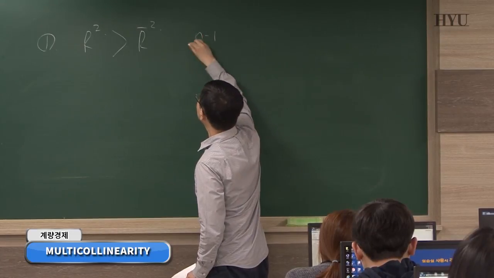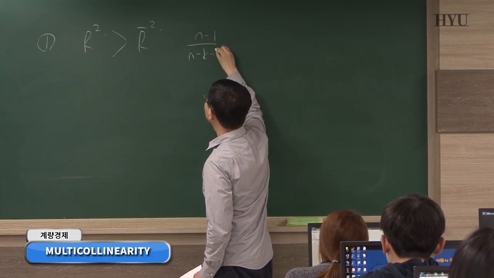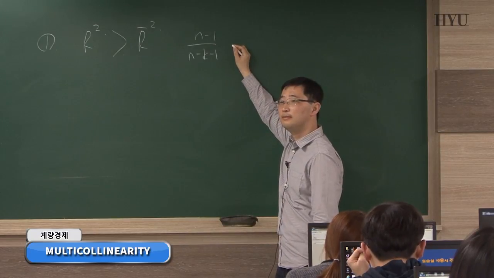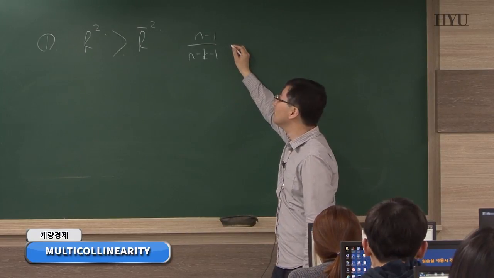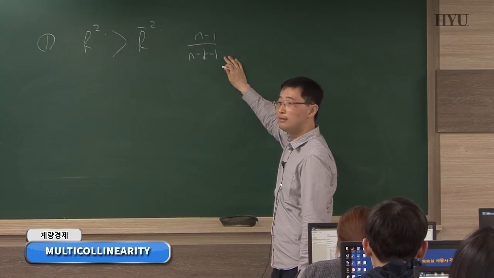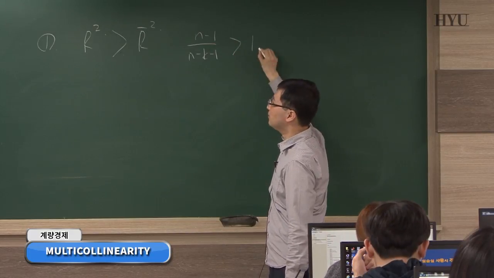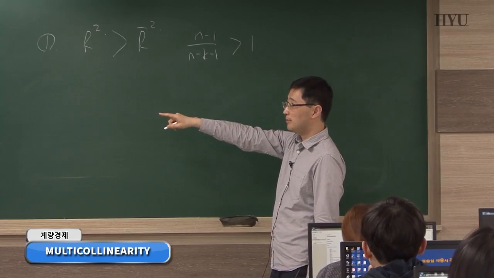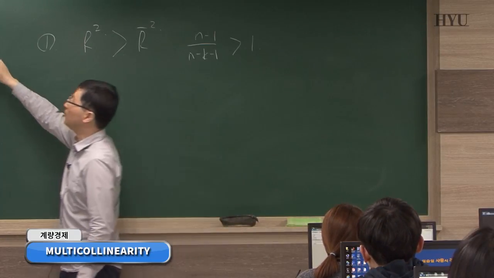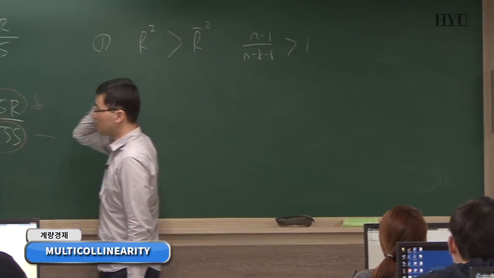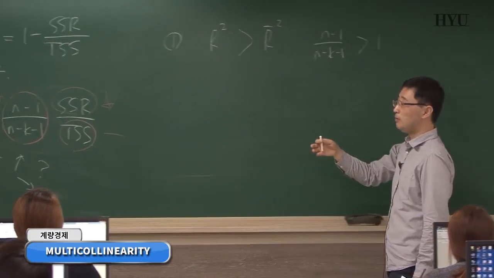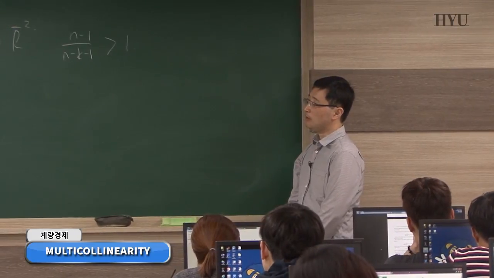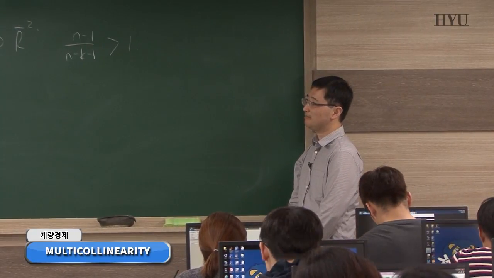Is it bigger than 1 or less than 1? So this is bigger than that. So it's bigger than 1, right? So when you subtract a number from 1, there's no change in this ratio. So you multiply a number by something bigger than 1, and then you subtract. So that's why the adjusted R squared is smaller.